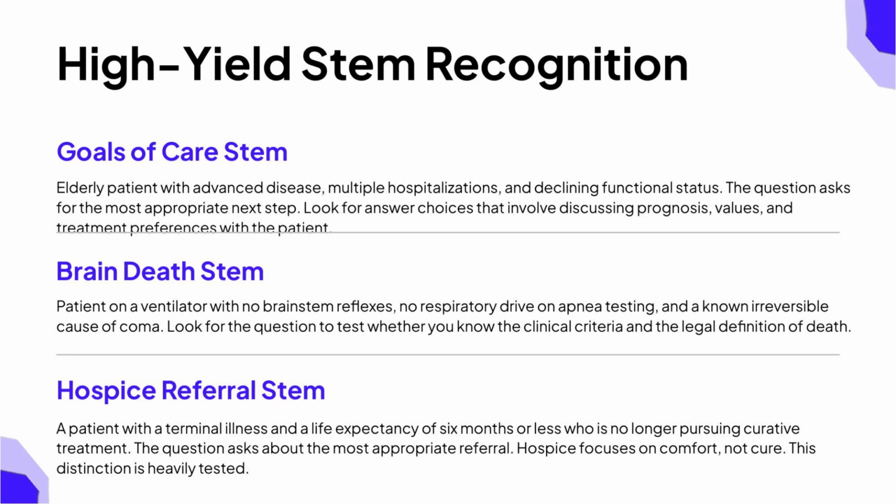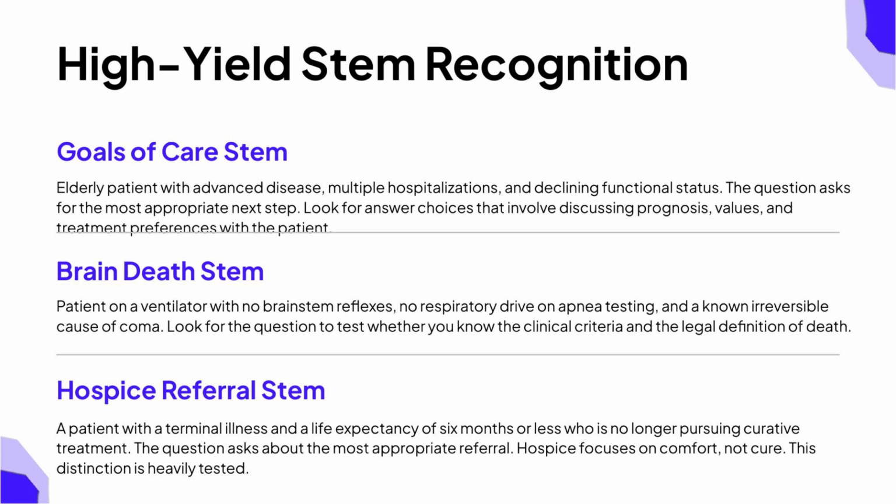Now let us talk about high-yield stem recognition for 3 major topics. First, the goals of care stem. Look for an elderly patient with advanced disease, multiple hospitalizations, and declining functional status. The question will ask for the most appropriate next step, and the answer involves discussing prognosis and preferences with the patient.